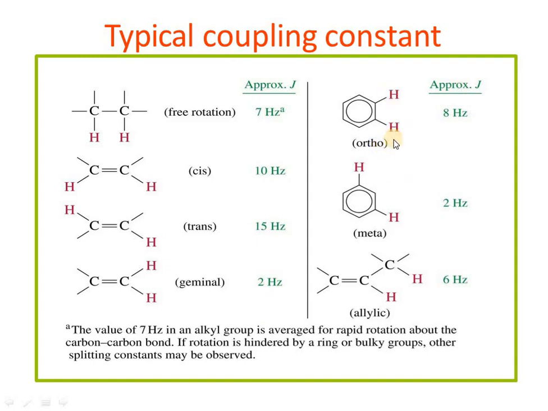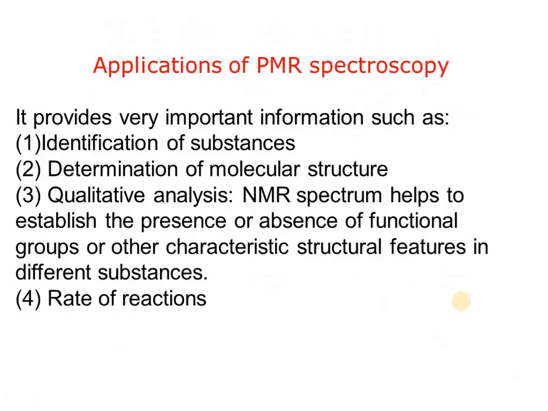In a ring, when hydrogens are at the ortho position to each other, the coupling is approximately 8 Hertz, and for meta hydrogens it is 2 Hertz. For allylic hydrogens it is 6 Hertz. So different types of protons have different values of coupling constants.